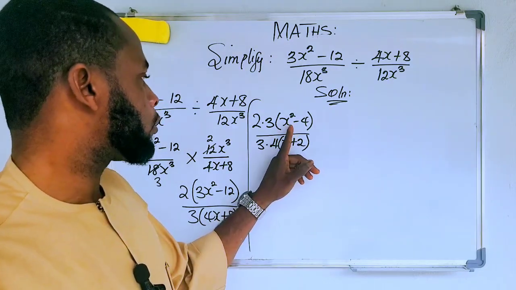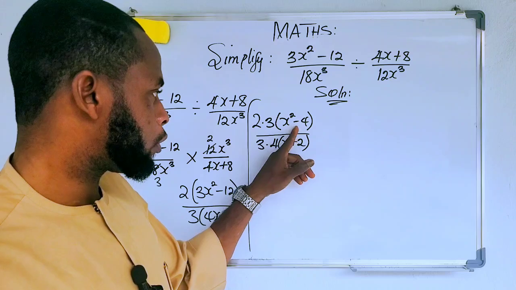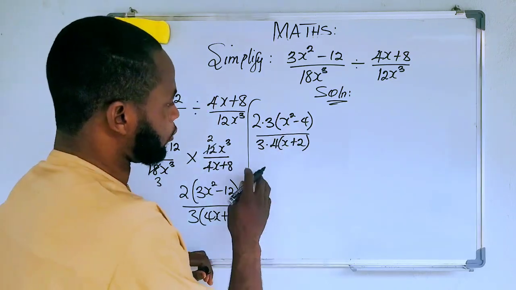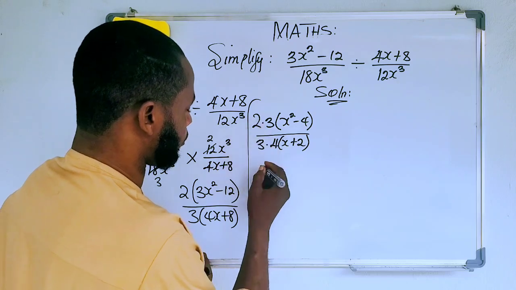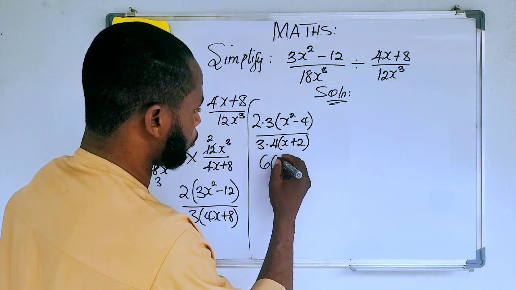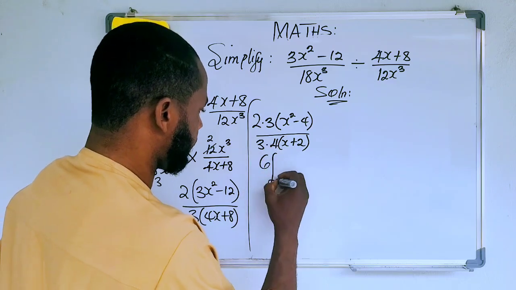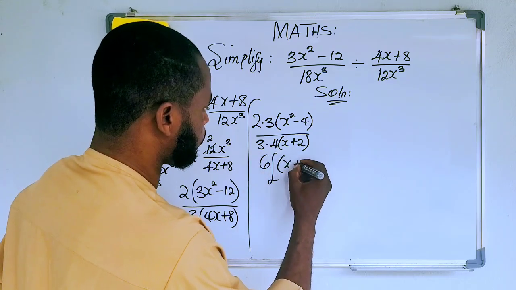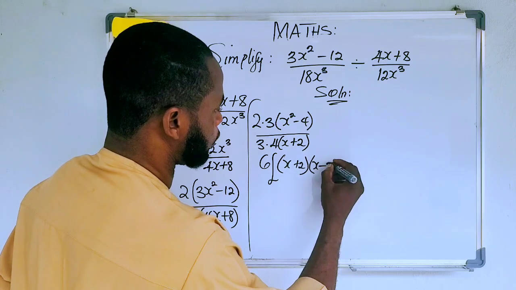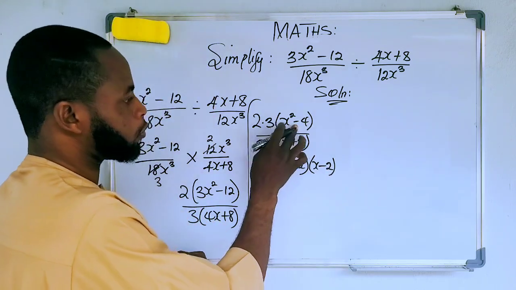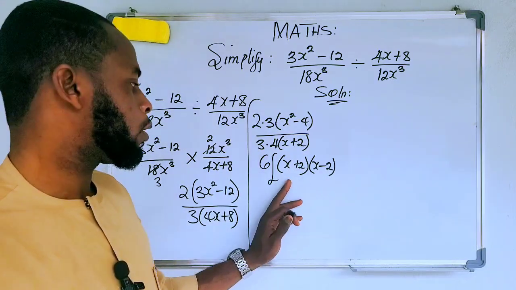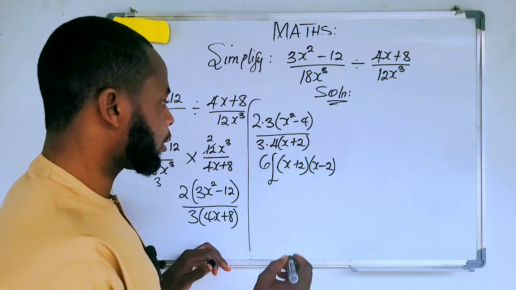Now we can express the term inside the bracket as a difference of two squares, and you're going to have here 2 times 3, that will give us 6 into (x plus 2), then into (x minus 2). That is, we express this expression inside the bracket as a difference of two squares. We multiply this out to get this exactly.